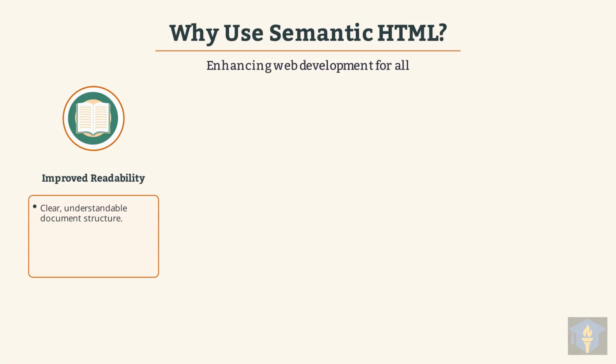Semantic tags create a clear, understandable document structure that is easy to follow. This allows developers to easily identify the purpose of different sections without needing to guess or infer.